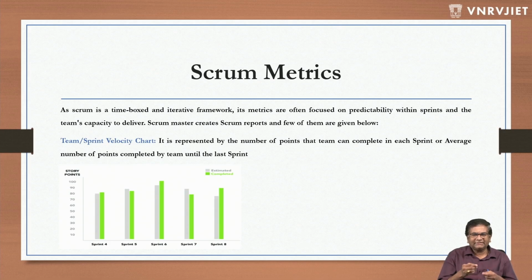Sprint 5, it's a bit less. Sprint 6, the completion time took more than what was estimated, a little more. But this way you can understand. Okay, by seeing this graph, I can definitely tell the team is doing good, not bad, right?